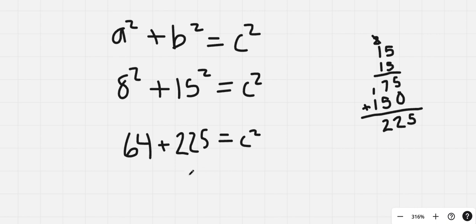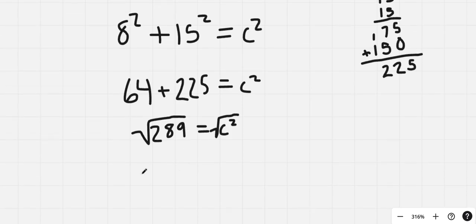Now 64 plus 225 is equal to 289. Okay, now to get c by itself, we have to take the square root of both sides. And what we do to one side of the equal sign, we do to the other. So the square root of 289 is equal to c.